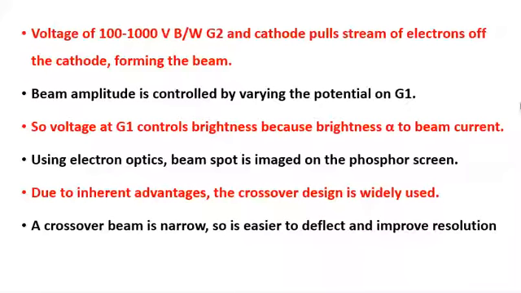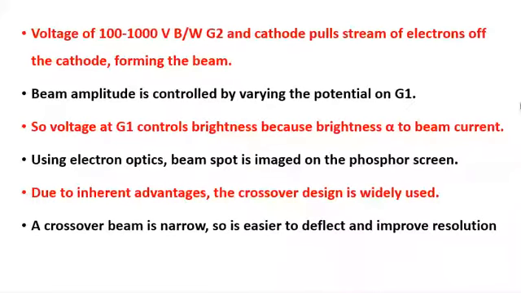Now the voltage that is applied at this G1, its function is to control the brightness, because the brightness is directly proportional to the beam of current. So we use the voltage at G1 to control the brightness. And if we use the electron optics, this beam spot is imaged, that is formed on the first plate, which is the phosphor screen. And this approach has inherent, that is inbuilt, advantages.